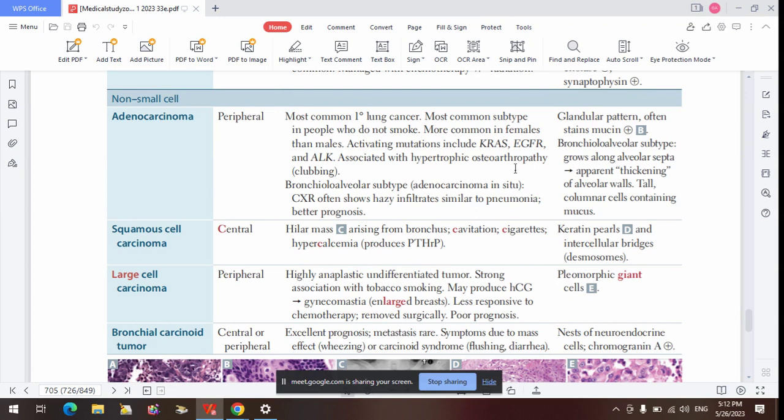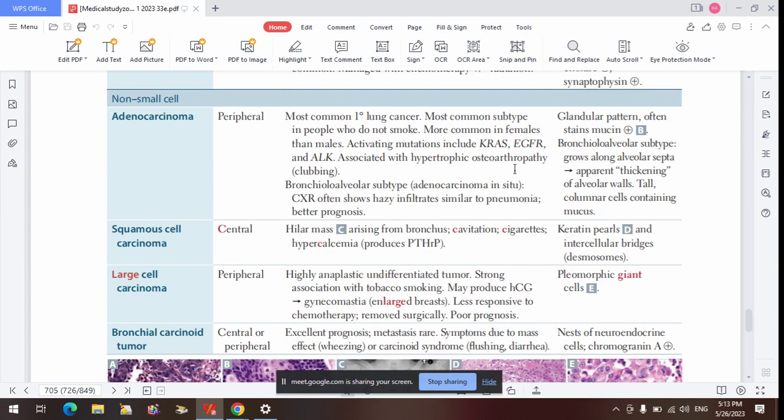KRAS is for colon cancer, pancreatic cancer, and lung cancer. You guys must know it. I don't know how we code it, but once you see KRAS, think pancreatic, colon, especially that adenoma sequence.